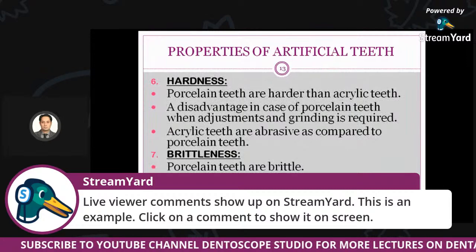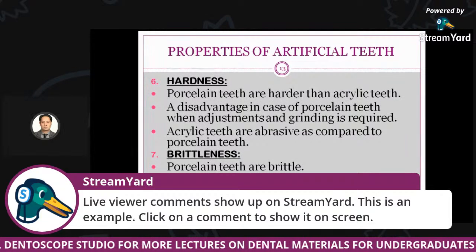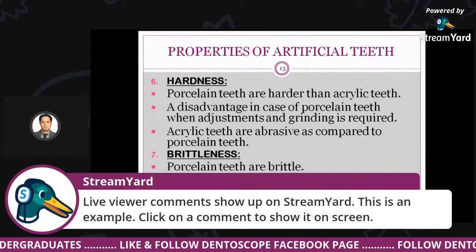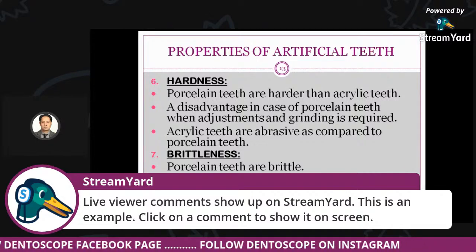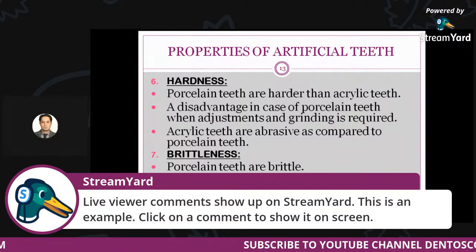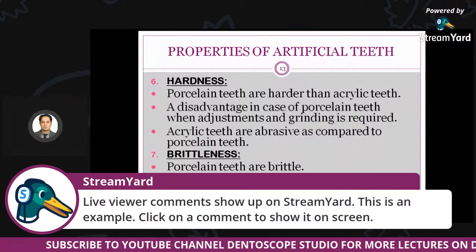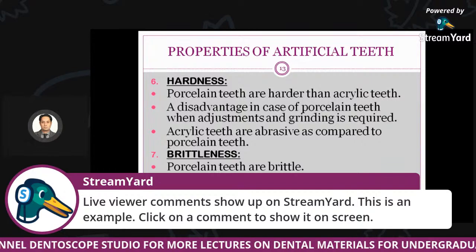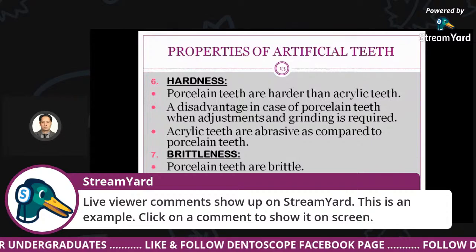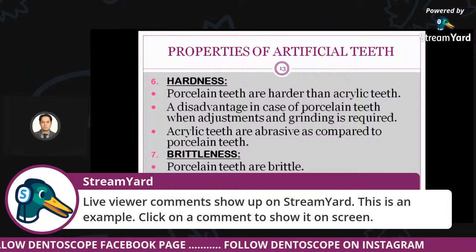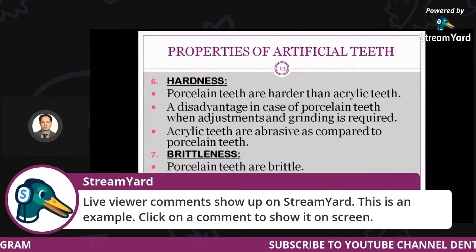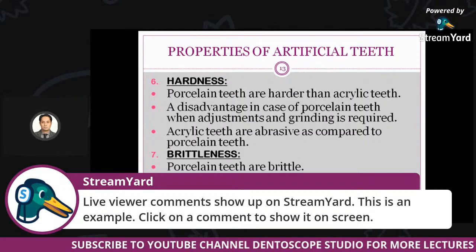Then coming to the hardness, the porcelain teeth are harder as compared to the acrylic teeth. Well, they are going to be hard because, as I told you, the chemistry is different. The disadvantage in case of the porcelain teeth is when adjustment is going to be required. When the denture comes to you, you need to insert it into the patient's mouth, and you need to have some occlusal adjustment. The problem with porcelain teeth is that they are so much harder that whenever you need to make certain occlusal adjustment, that becomes very difficult because of the hardness of the porcelain teeth.